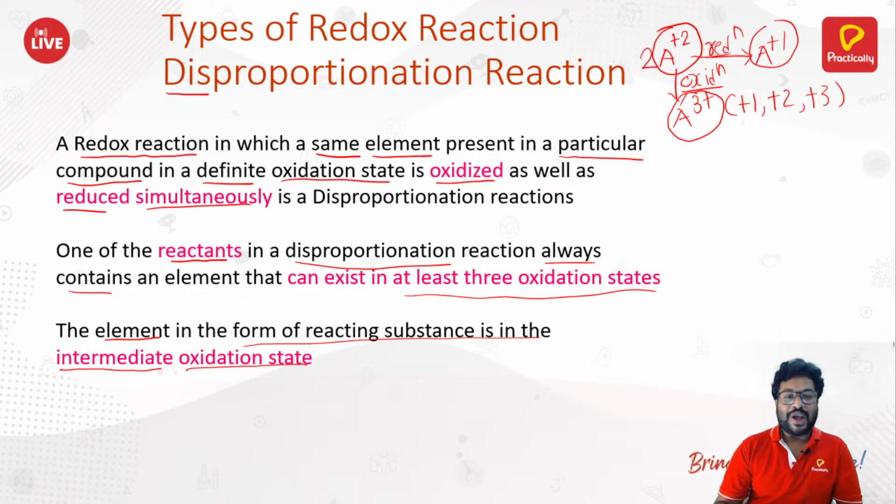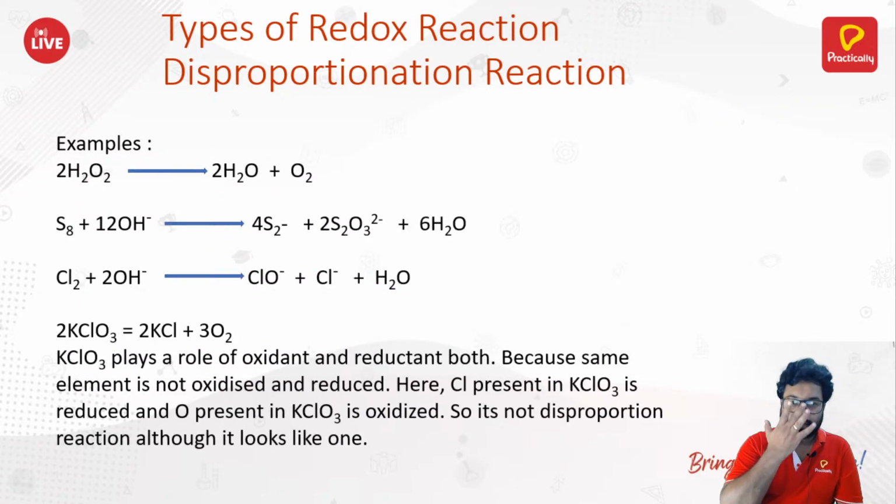Okay, moving ahead. Now, let's see some examples of a disproportionation reaction. In the last lecture, we had seen how we can find out the oxidation number of a given atom.